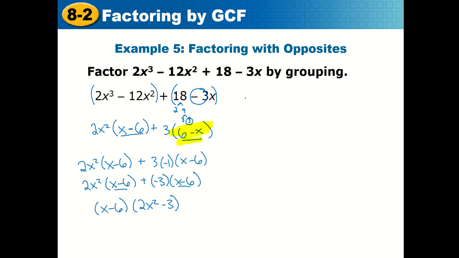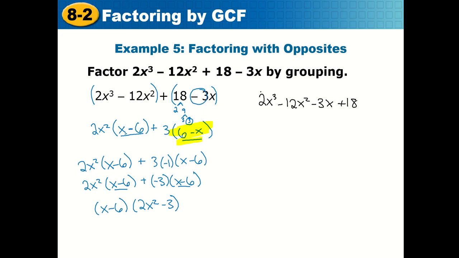So I'm going to factor this. I'm going to put this into standard form. Standard form is using the one with the greatest exponent first, and then the next exponent, and then the next, and then the next after that. So standard form: 2x cubed minus 12x squared minus 3x plus 18.